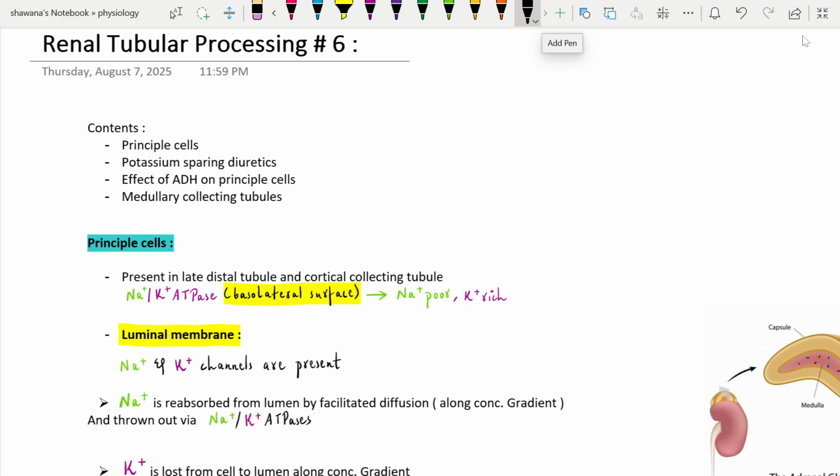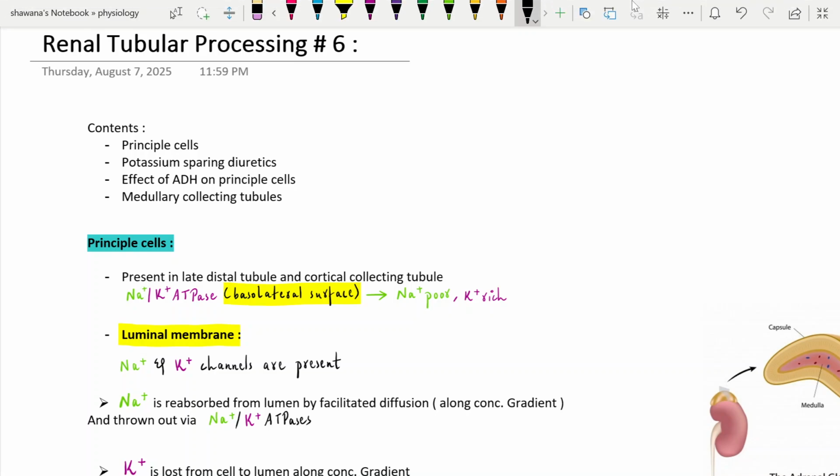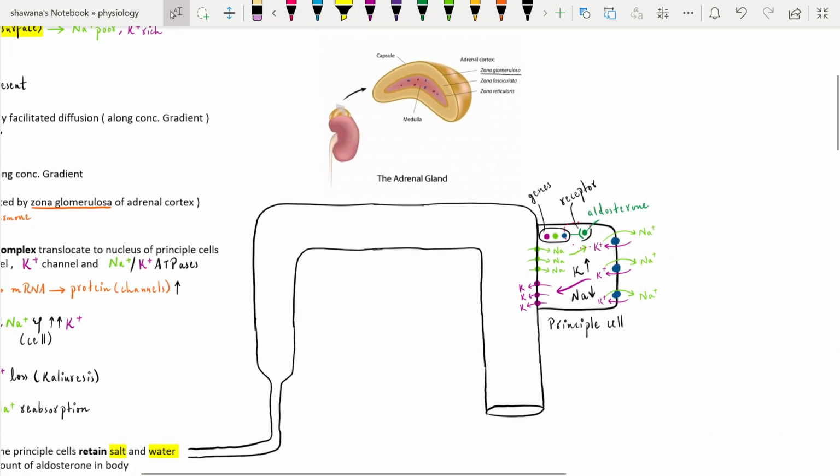We have discussed in the previous lectures the function, structures and properties of the intercalated cells. So principal cells, talking about the structure and the transporters. On the luminal area there are two types of transporters in the principal cells. First is the sodium transporters and the second is the potassium transporters. And on the basolateral surface or the membrane there are sodium potassium ATPases.